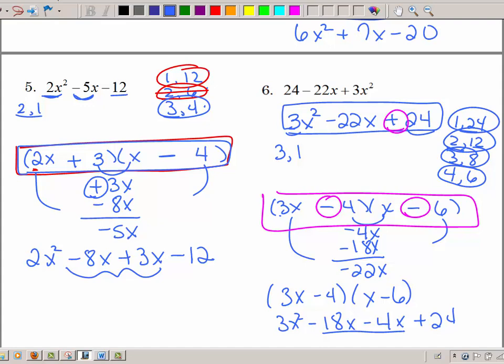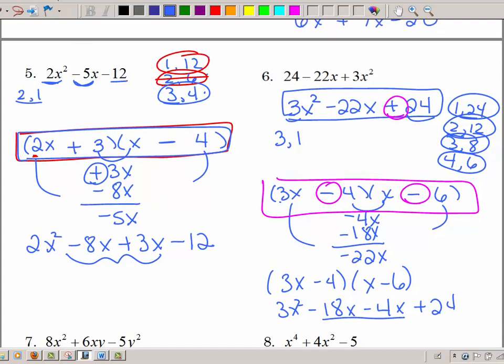And that's the frustrating part about trinomials. You have to go through all these tries before you realize, that was prime. The good news is that this one was not prime. One more time, that was the correct answer.